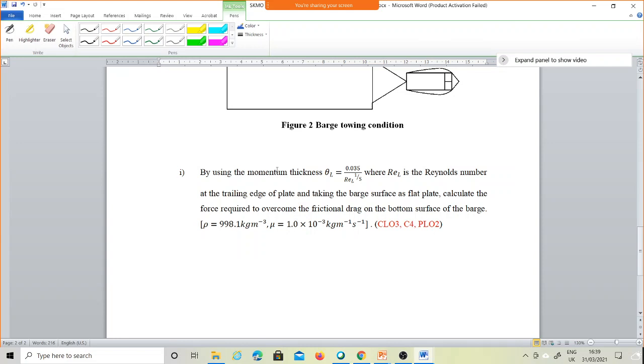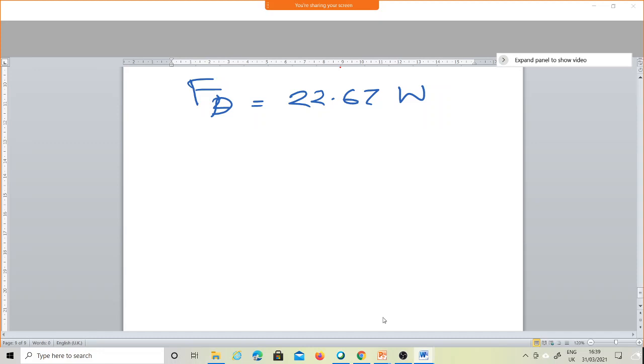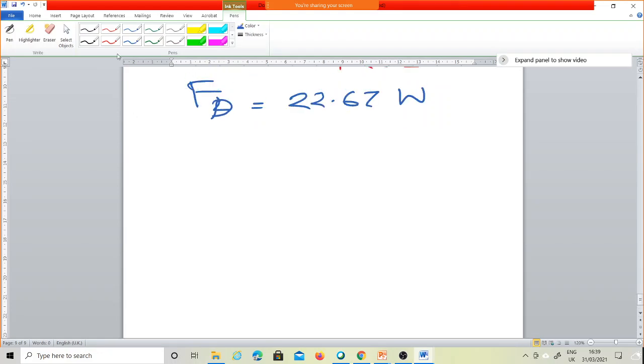frictional drag. So force required to overcome the frictional drag means that you need the frictional force, the drag force, at the bottom surface of the barge. Your density rho and dynamic viscosity are already given to you. How to solve this problem is the same as before. Whenever it says calculate the force or something like that, you need to use the same equation.